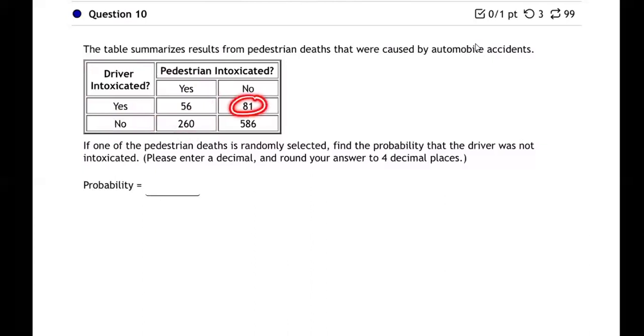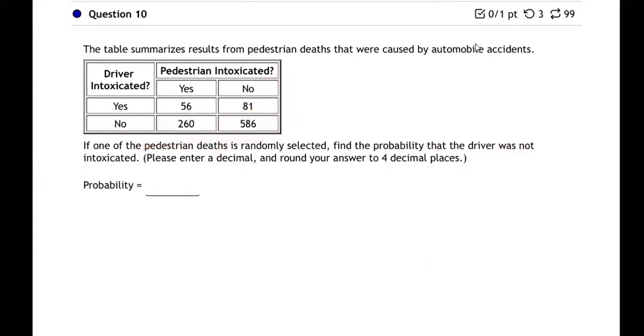And then in these 81 cases here, what do we know? The driver was intoxicated, pedestrian was not. Probably that suggests it was the driver's fault. The driver might have done something crazy, like drive up on a sidewalk. And finally, in these 586 cases, nobody was drunk. Neither the driver nor the pedestrian was intoxicated. It was just some terrible accident not involving intoxication where a pedestrian died.